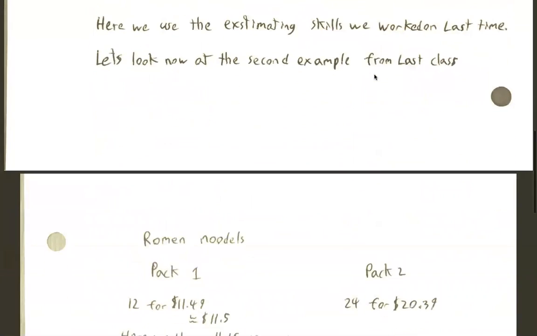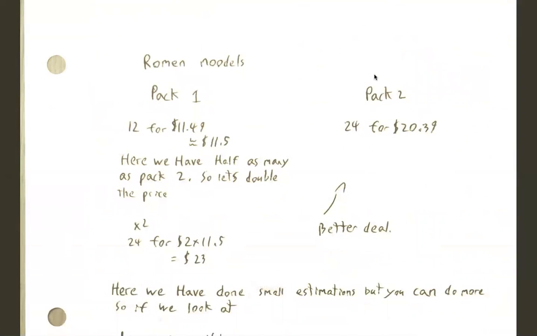So let's look at example 2 from last class. Here we had 1 pack of ramen noodles with 12 containers for $11.49, and we had 24 containers of ramen noodles for $20.39. So here we notice that we got 12 and 24 again. If we double pack 1, so let's say we buy 2 of pack 1, we get the same amount of ramen noodles as if we bought pack 2.